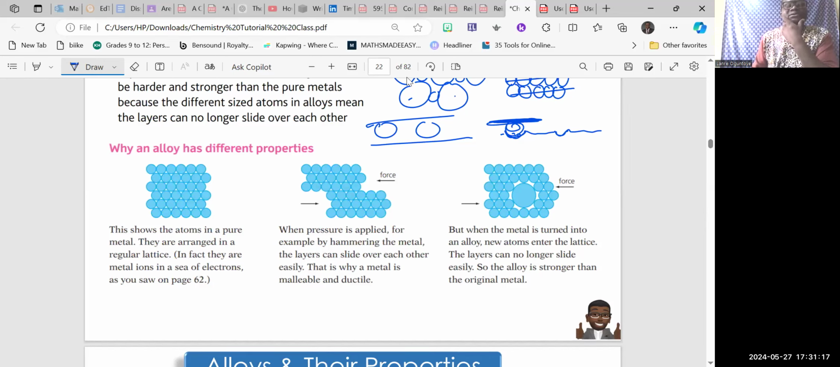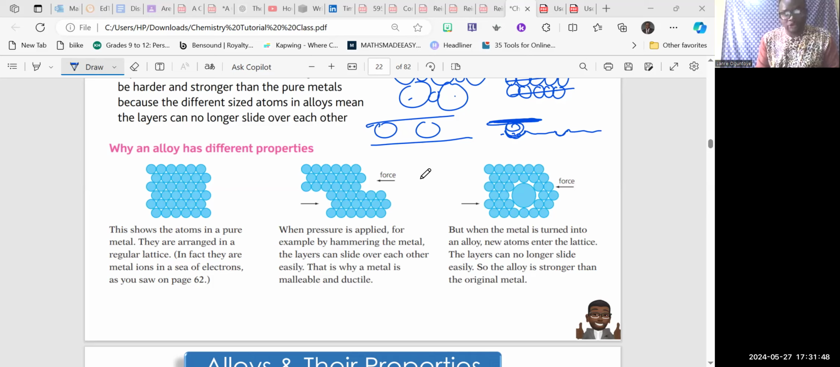Yes, I have a question. Go ahead. I wanted to ask, if the metal that's added to the other metal for it to become an alloy is smaller, will the same principle still apply? Yes, if it's a smaller size. Yes, the issue here is that they have different sizes. Do you understand? When you say it's smaller, that means one is bigger than the other.